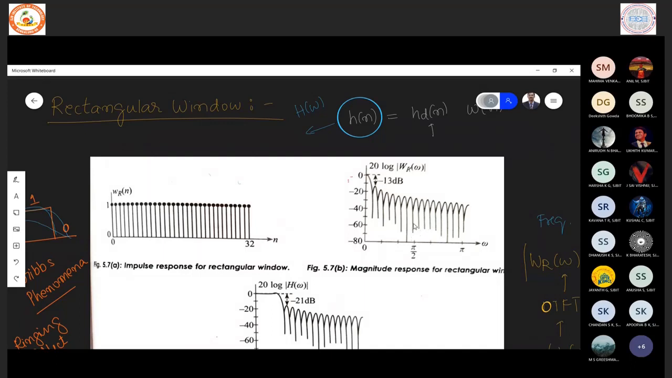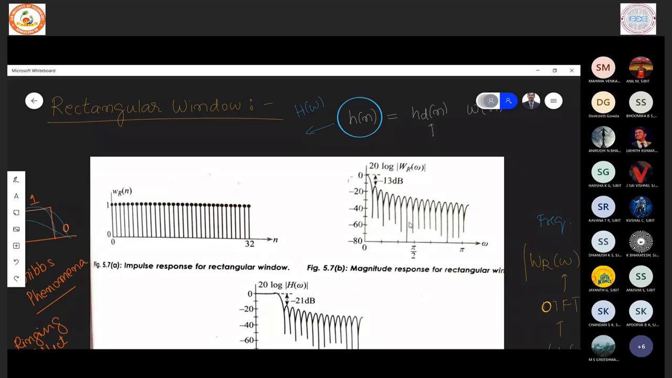So this is called the ringing effect. If you have a sudden transition in your window, it results in something called the ringing effect. That ringing effect is what gives you these side lobes. And this particular phenomenon is called the Gibbs phenomenon. So due to the Gibbs phenomenon, we have the ringing effect and we have a lot of ripples.